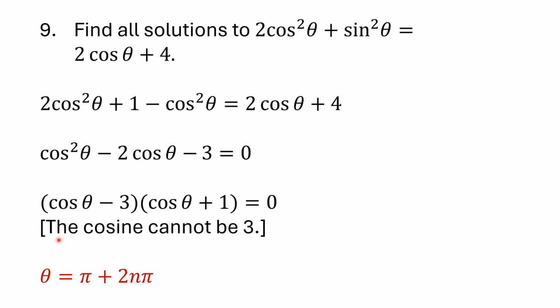Well, the cosine cannot be 3. So our solutions are going to come from cosine theta plus 1 equals 0, which is cosine theta equals negative 1. And that's going to come at pi plus every 2n pi.